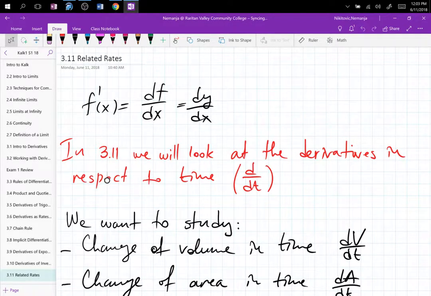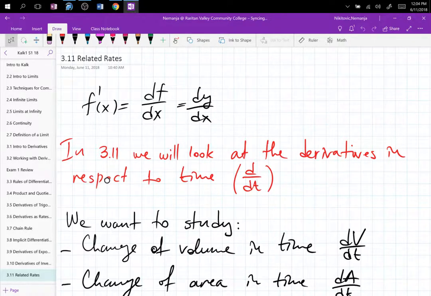Hello and welcome back to Calculus 1, section 3.11, related rates, part 2. So we have a few more problems to discuss. As I said, this is a very important section. It's applied and you can actually make a living doing this stuff.